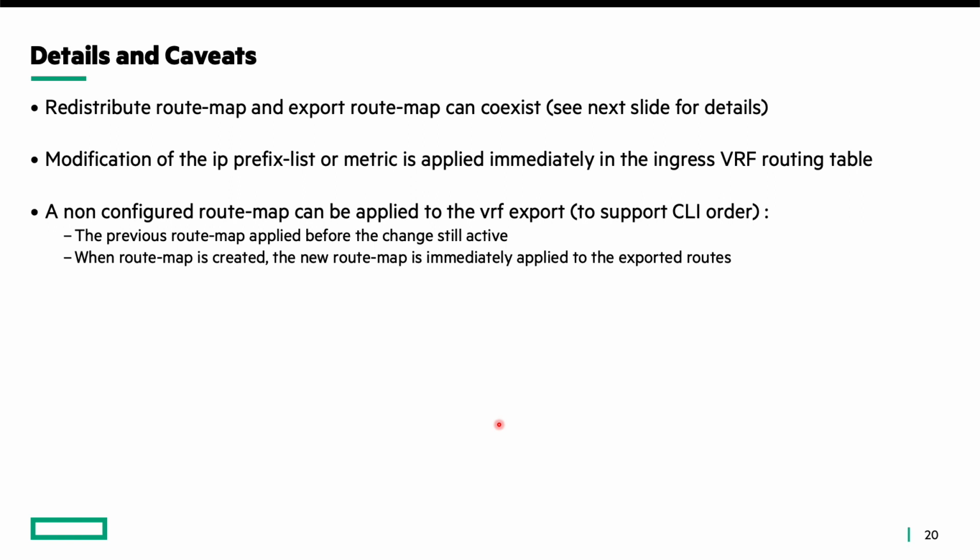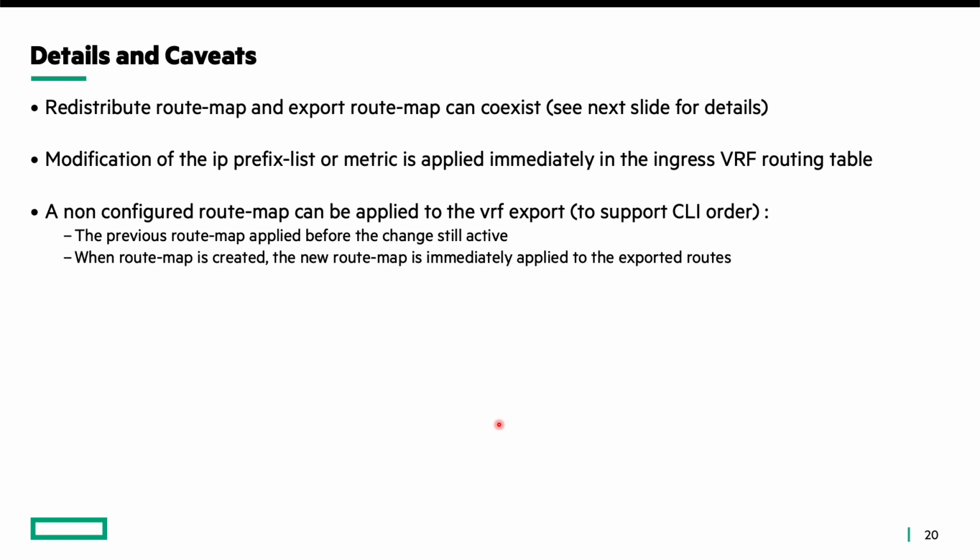What happens if you type a command and the route map is not already configured? We made the choice in the implementation to support it, because in terms of CLI ordering, this command may come before the route map configuration. So using different ways to configure the system, it can be useful.